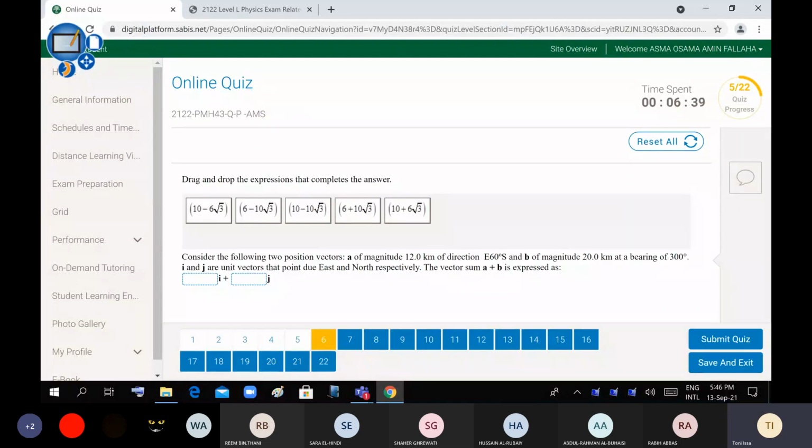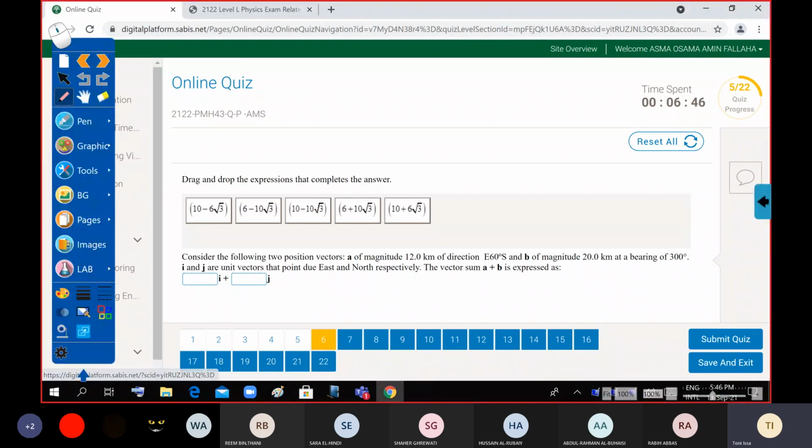Now, you can see that I have vector A and vector B, given in terms of i and j. Okay, this will take some time, so pay attention to how I'm going to do it. This is vector A. They said its magnitude is 12, and the direction is east 60 degrees towards south. This is the south, so this is the vector that they are talking about.